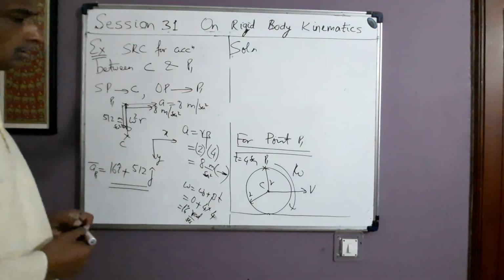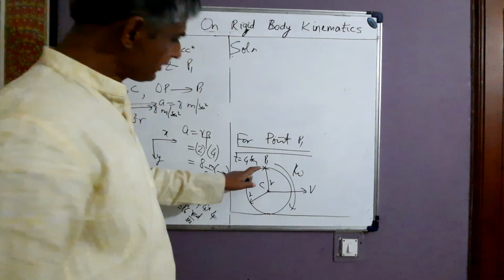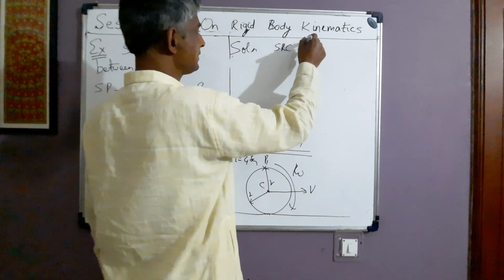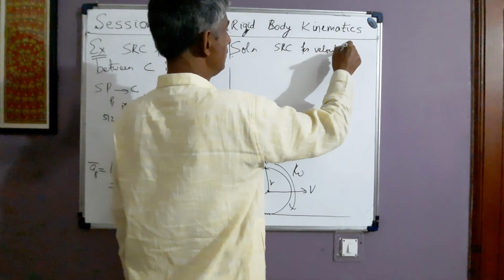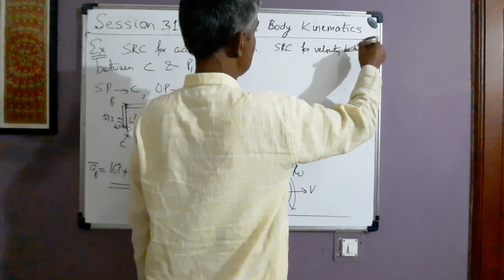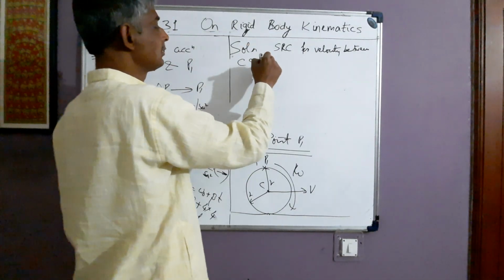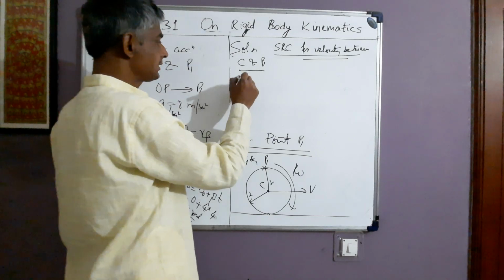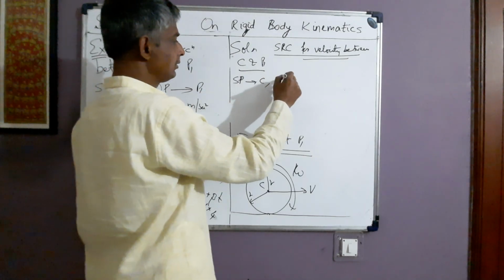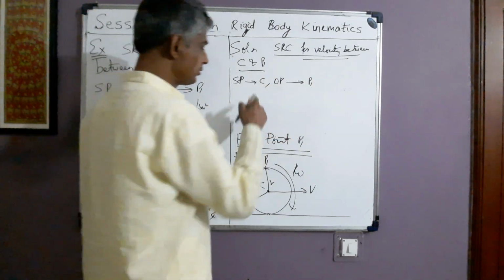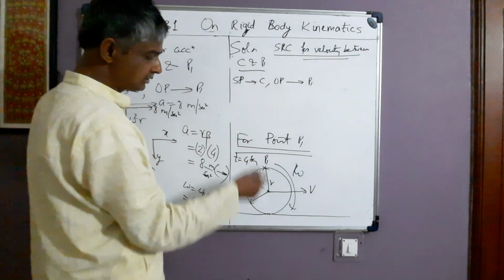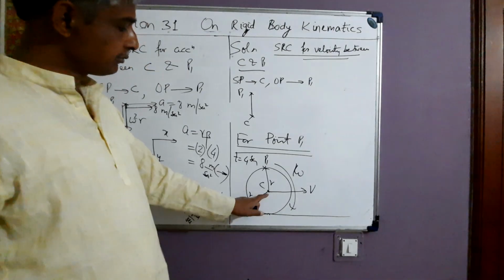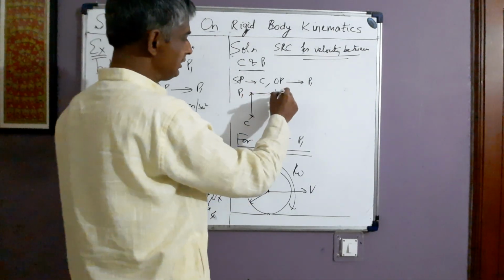Now what I do, I find the speed of point P1. For that we apply SRC for velocity between C and P1. So SP arrow C, OP arrow P1. Now I draw the line joining SP and OP, that is C and P1, which is the vertical line. This is C, this is P1. I give the speed of selected point C to other point P1. I give V. Now V is what?